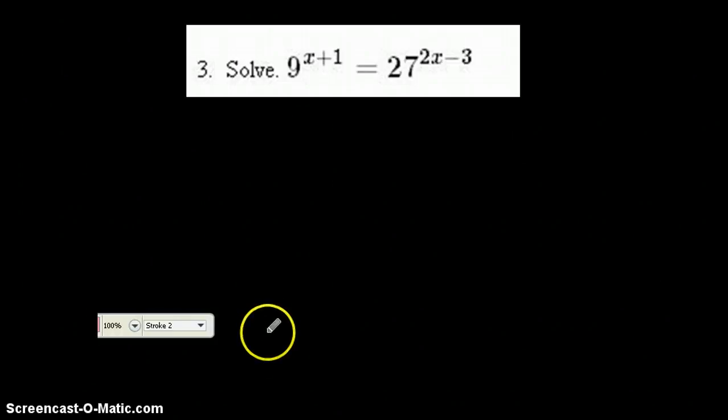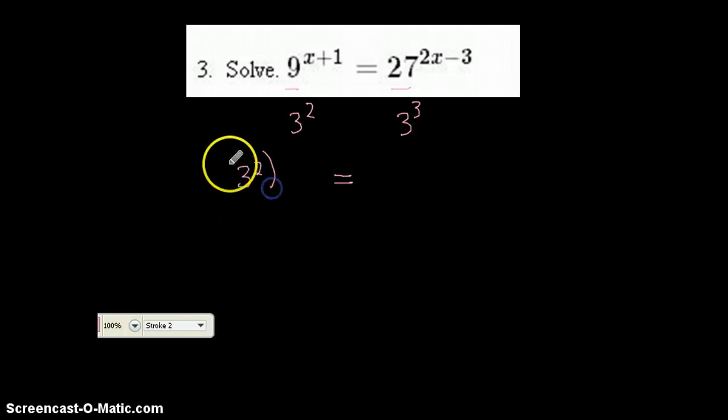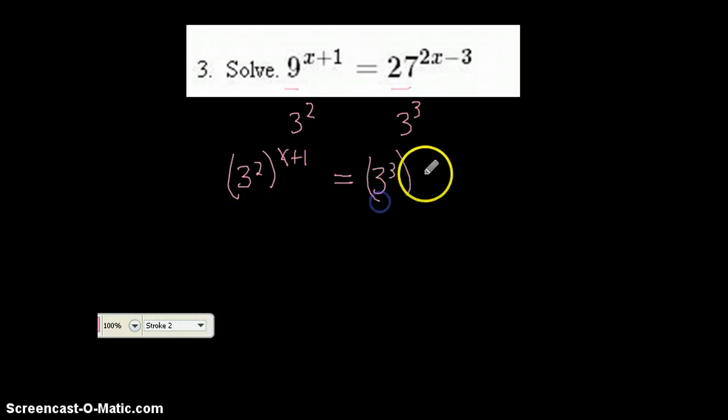Now, if you notice in this problem, we have the base 9 and we have the base 27. This is an exponential equation, but there is a base that I can use to make a 9 and a 27. That's 3 squared and that's 3 cubed. So we're going to rewrite this equation: 3 squared to the power x plus 1, and over here 3 cubed to the power 2x minus 3.